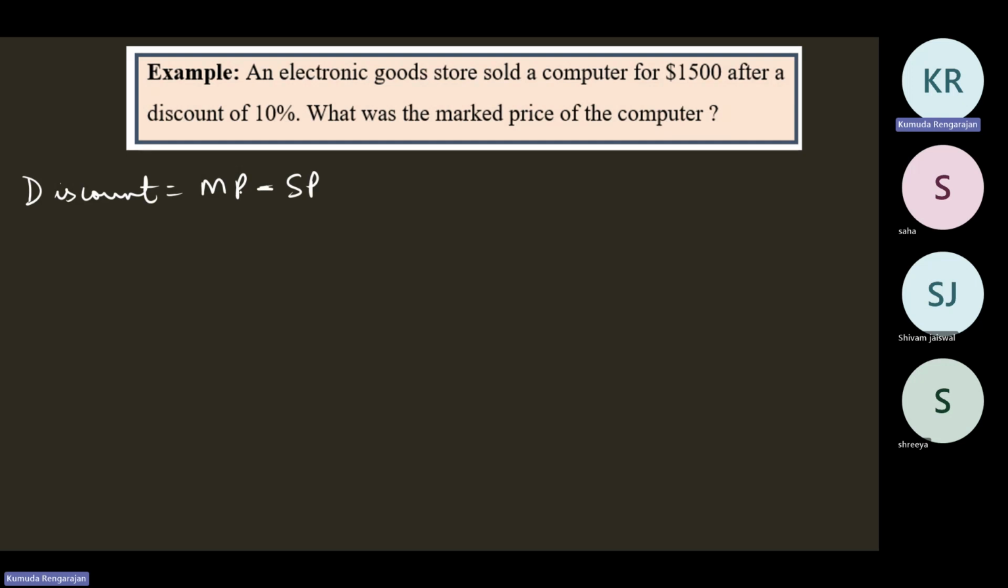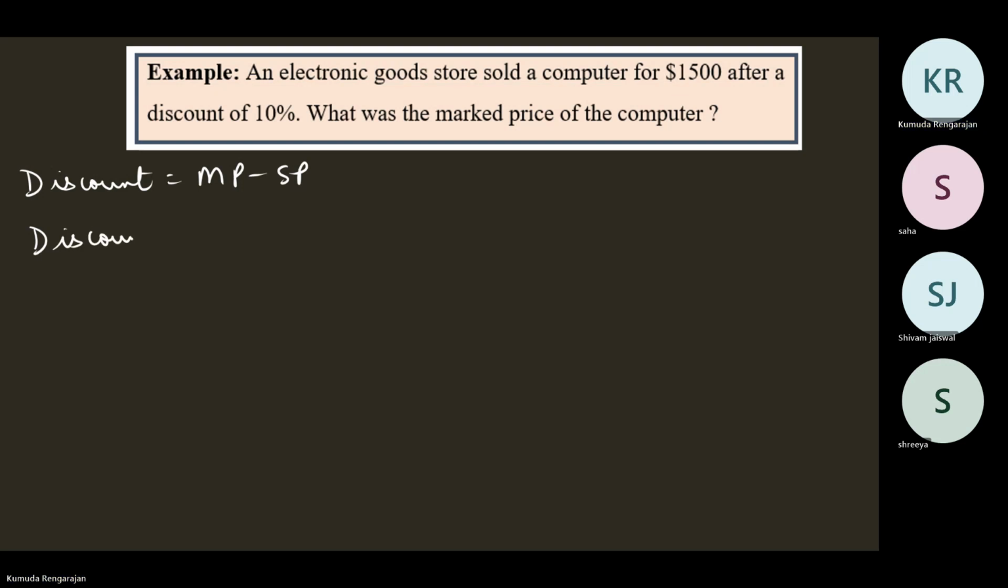Mark price is also called the list price. Discount is mark price minus selling price. Then to find the discount percent, it is the discount by the mark price into 100.